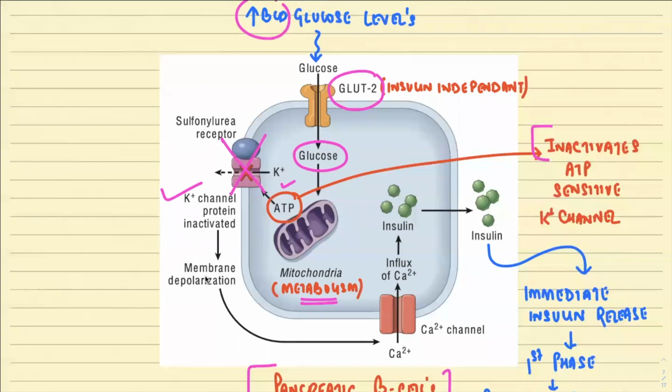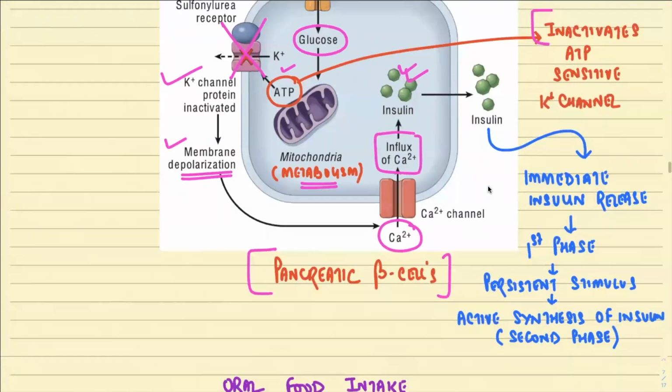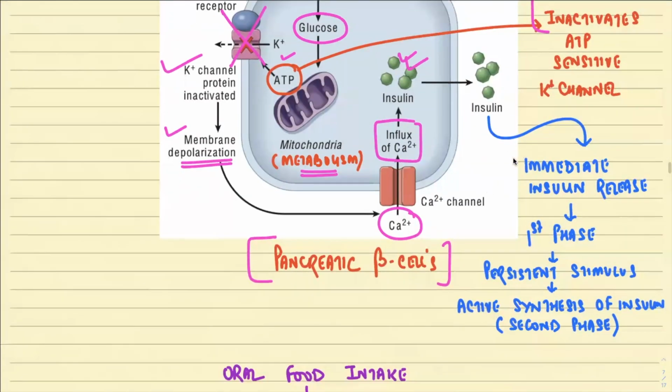Once the potassium channel is inactivated, it leads to membrane depolarization. That is, there will be excitation leading to an influx of calcium within the beta cells of the pancreas. This influx of calcium stimulates the release of insulin. Now remember, insulin is released in two important steps. In the first step, there is an immediate insulin release. Whatever insulin was there in the preformed granules is released. That is the first phase of release.